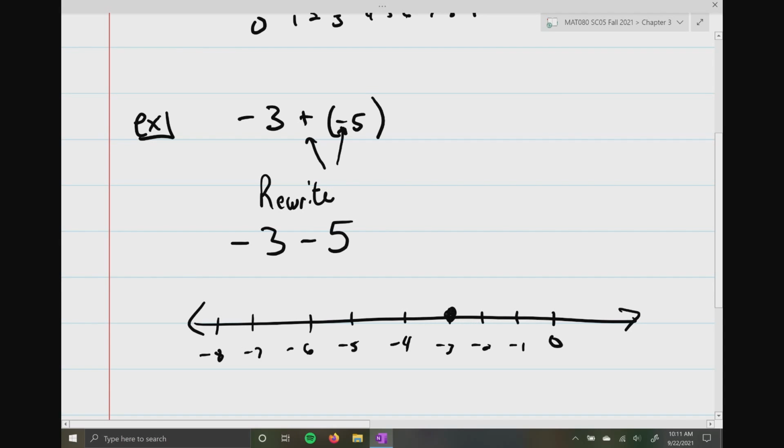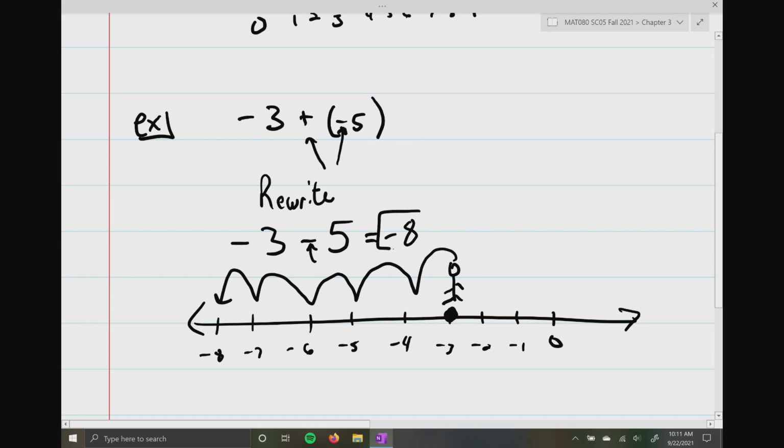Here, I'm starting at -3, okay? And then this minus sign right here in front of the 5 tells me move to the left. So I'm going to move to the left 5 units. 1, 2, 3, 4, 5. So -3 minus 5 is -8. Okay?